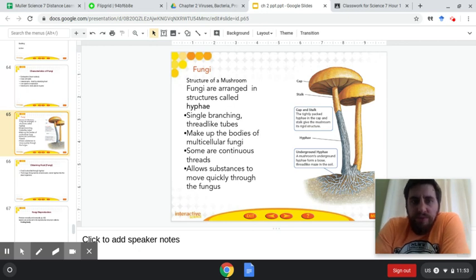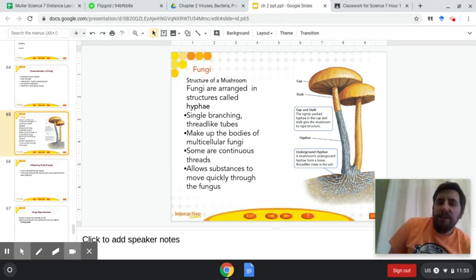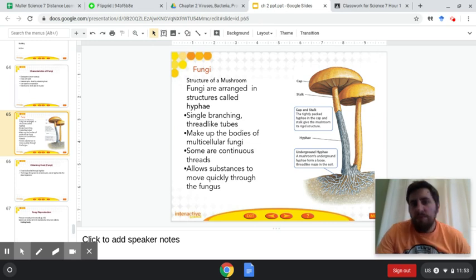Okay, structure of a mushroom. Fungi are arranged in structures called hyphae, single branching thread-like tubes. They make up the bodies of the multicellular fungi. Some are continuous threads. They allow substances to move quickly through the fungus. I'm going to talk about these three things tomorrow, the cap, stalk, and hyphae. We're going to talk about those when I do the dissection tomorrow.